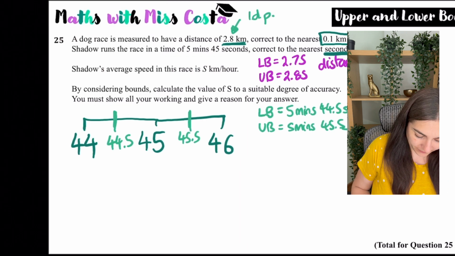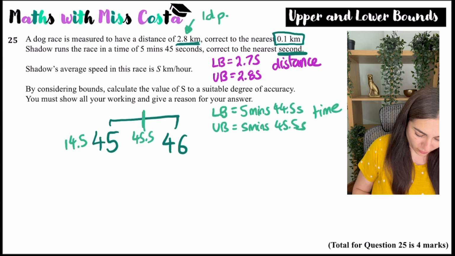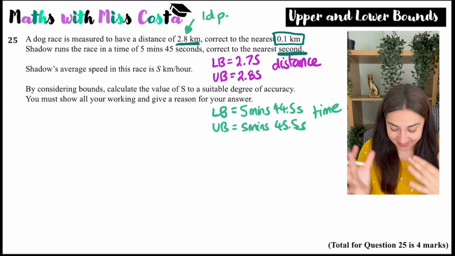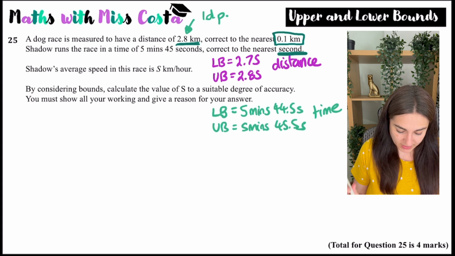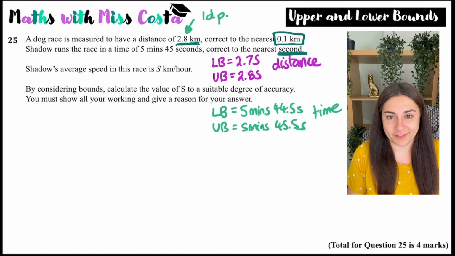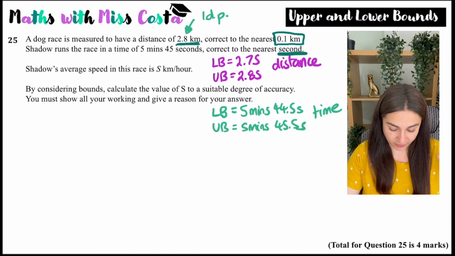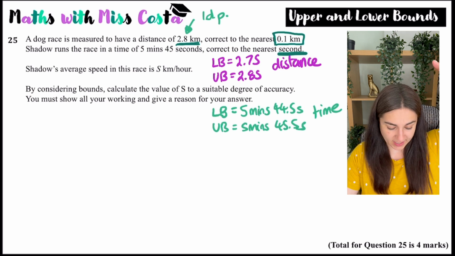Now, this is a tricky question because it's just involving a lot of calculations, but hopefully the minimum that we can get is the upper and the lower bounds. And that's marks. You're just sweeping them up, okay? So basically I haven't even read out the question. Essentially, a dog race is measured to have a distance of 2.8 kilometers, correct to the nearest 0.1 kilometers. So the distance is roughly 2.8 kilometers. The time is 5 minutes, 45 seconds, correct to the nearest second.